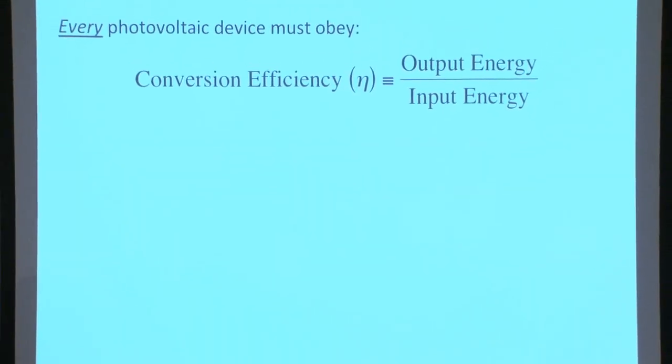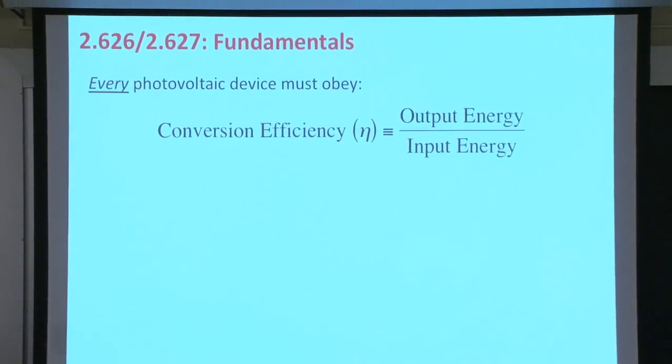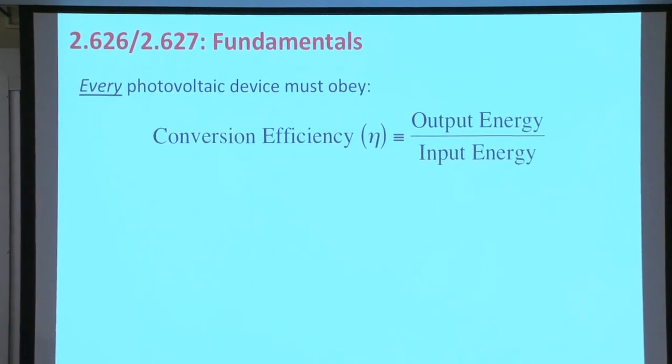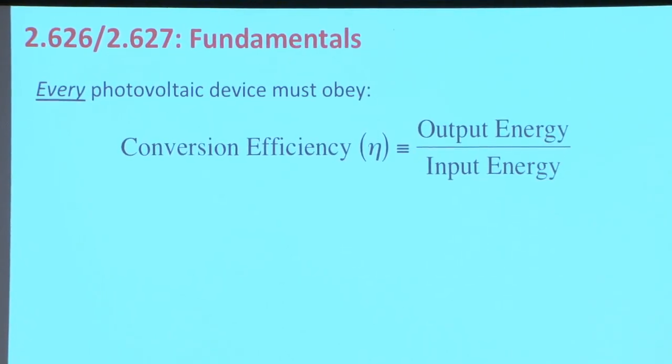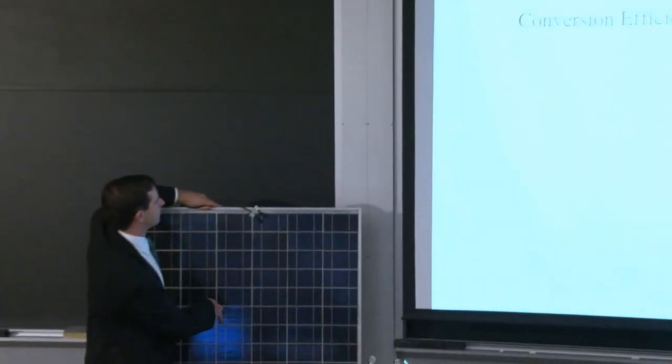So conversion efficiency is really what dictates the performance of the solar cell device. It's how the solar cell device converts sunlight, the input energy, to some usable output energy, which is in the form of electricity, typically from a solar panel. So the electricity is coming out of these leads, for instance, right here.